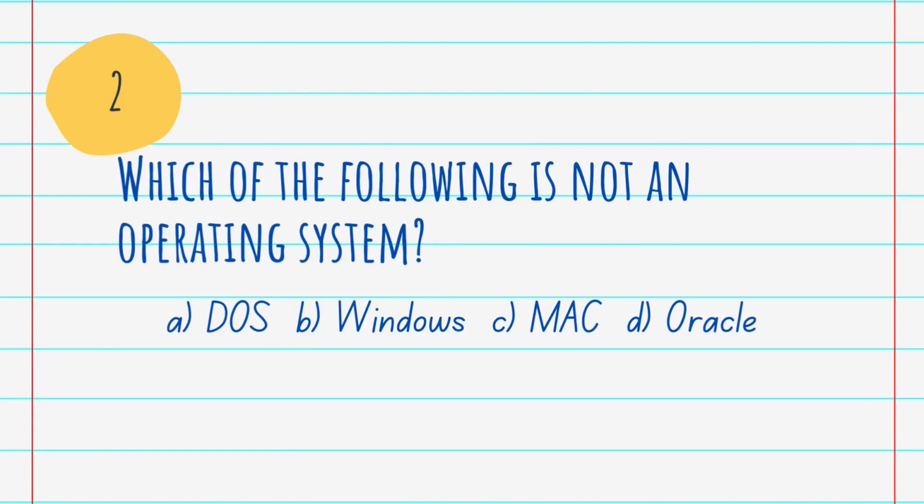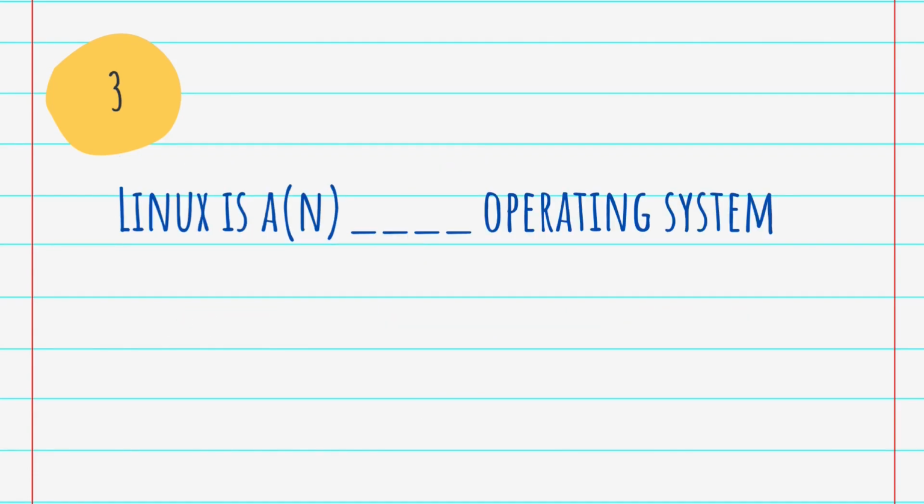Okay, then the next question is, which of the following is not an operating system? A. DOS, B. Windows, C. Mac, D. Oracle. And the answer is D. Oracle. Oracle is not an operating system. Oracle is a relational database management system, and it is the most flexible and cost-effective way to manage information and applications.